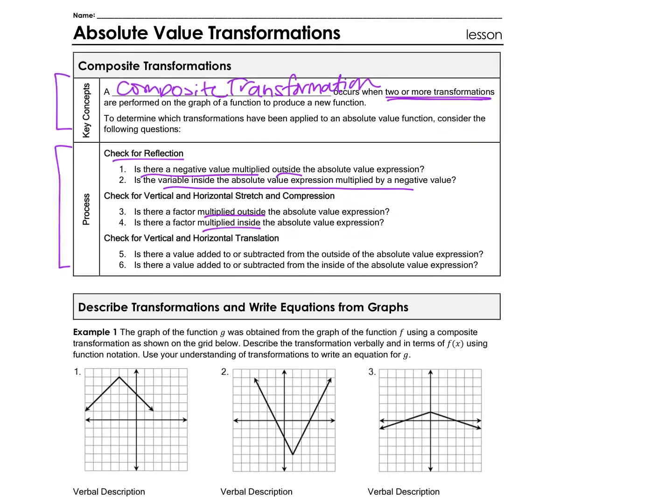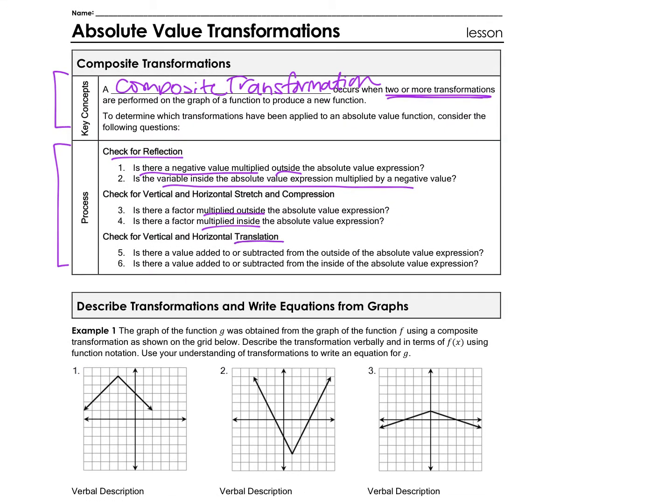Checking for vertical and horizontal translations, you're looking to see, have you added or subtracted on the outside, or added or subtracted on the inside? So those are the ways that you'll be able to figure out your reflections, stretches, compressions, and translations.